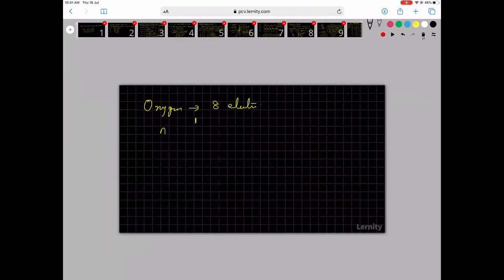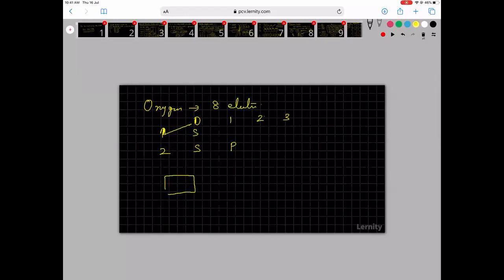n is equal to 1 means it has only s. The l value is 0. For n equal to 2, the l values are 0 and 1, which means it has s and p. So the first electron, n plus l rule.